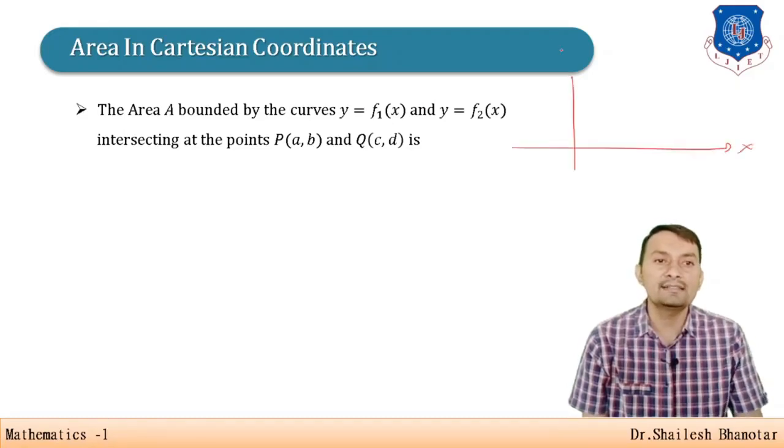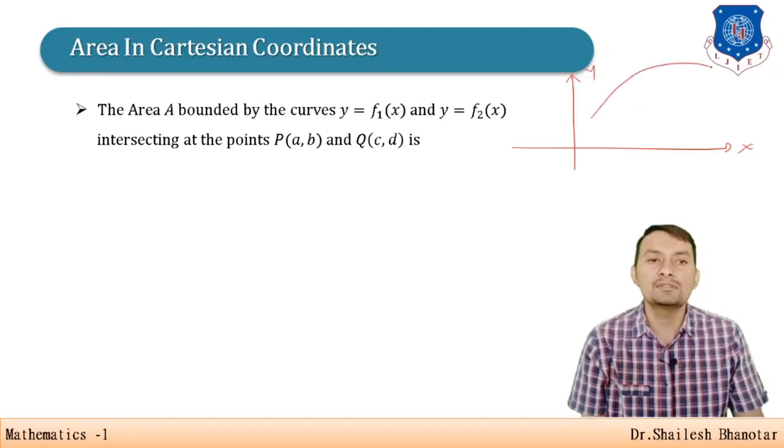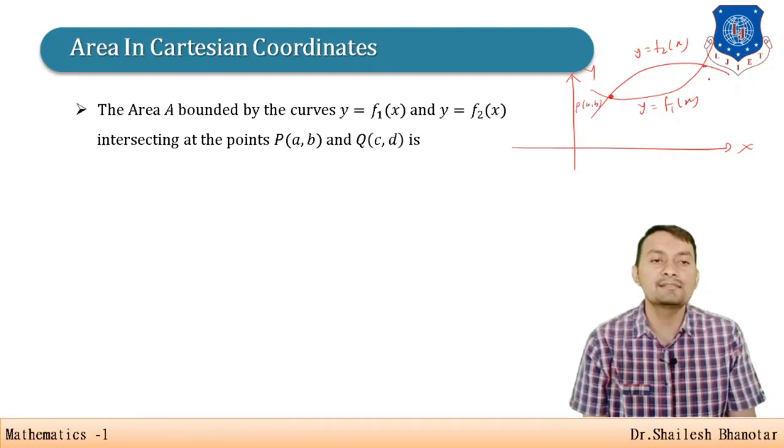If I say this is the x-axis and this is the y-axis, the region is bounded by two curves. The lower curve is y equals f1(x) and the upper curve is y equals f2(x). And it has intersection points. The first I call P(a, b) and another intersection point is Q(c, d).